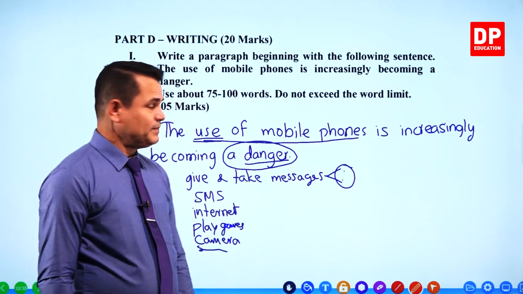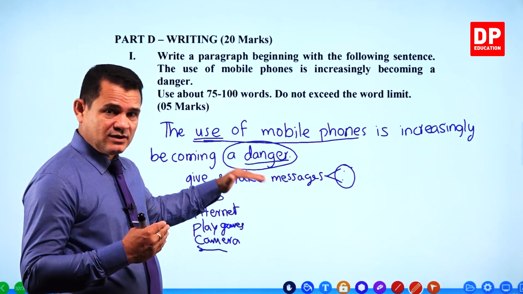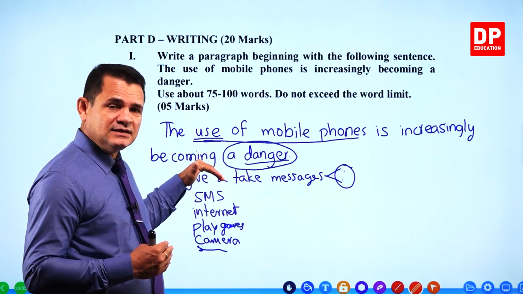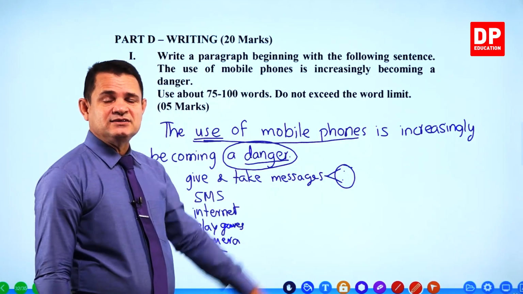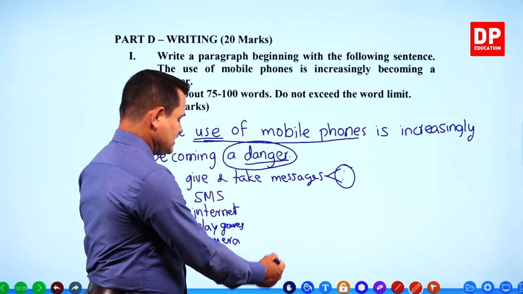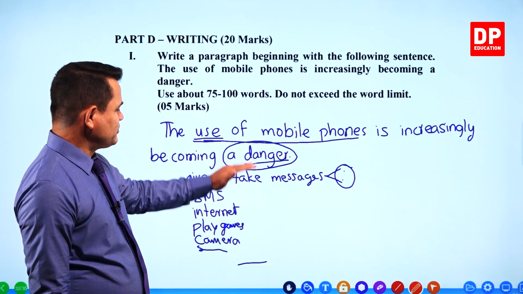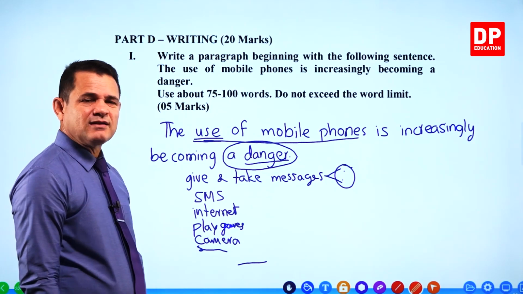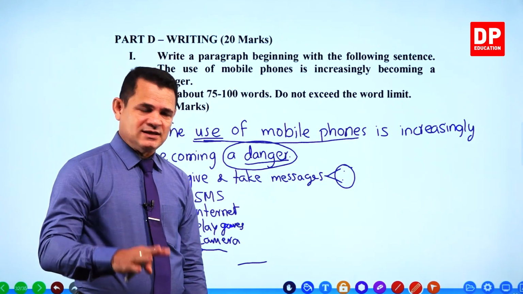Now in the world, we can see the danger of using a mobile phone. We can see it is becoming an increasing danger. When you conclude, end with a sentence like that. Then when you write that, of course you can easily write about 100 words. Writing 75 to 100 words is easy.